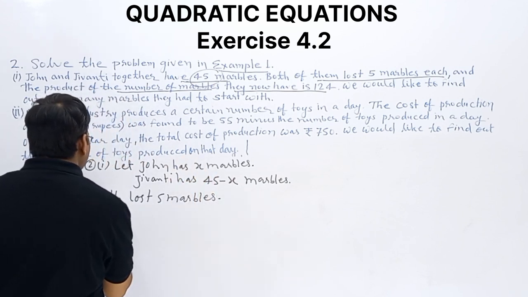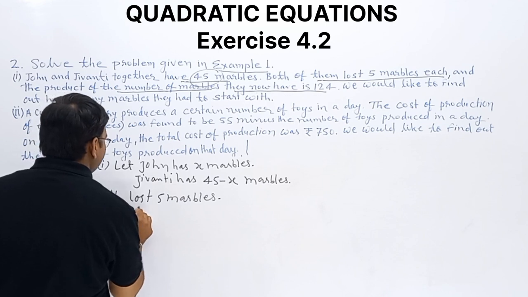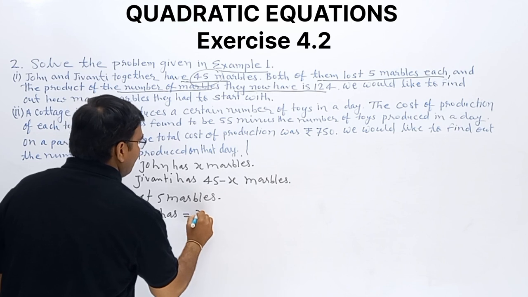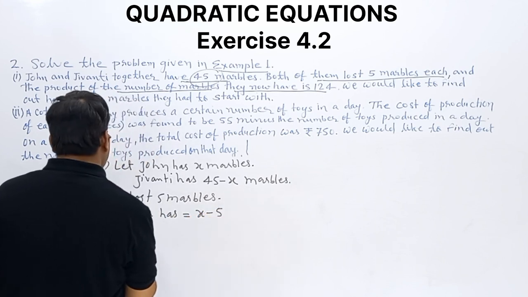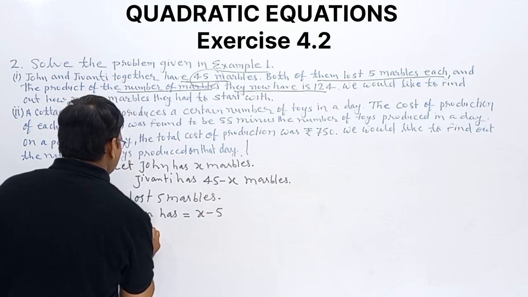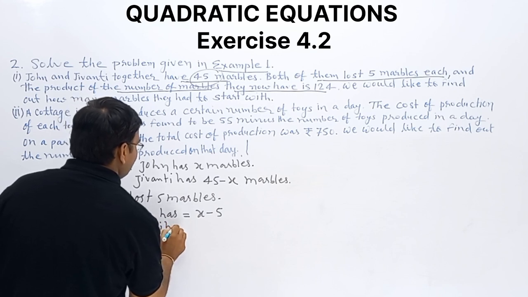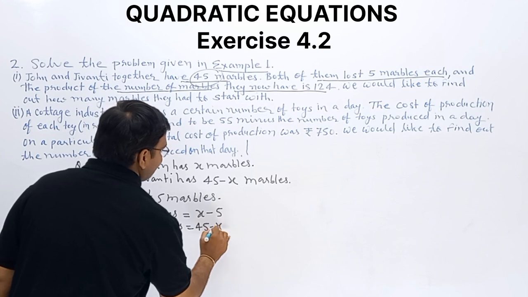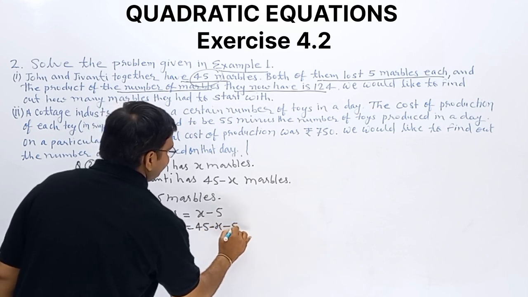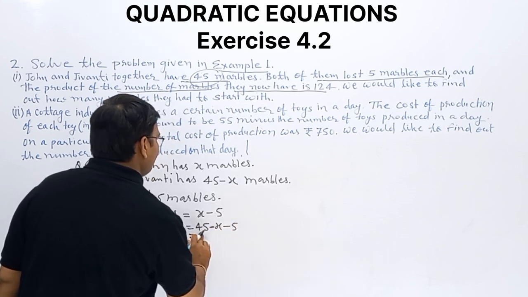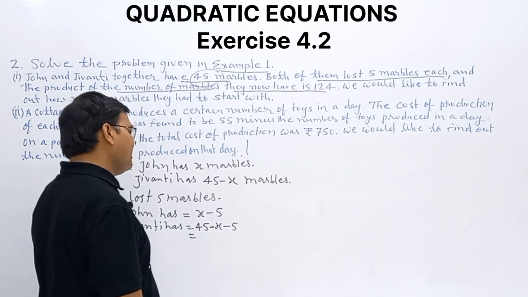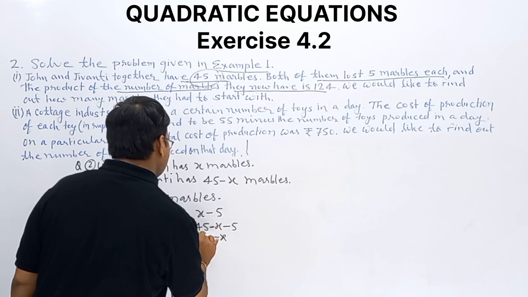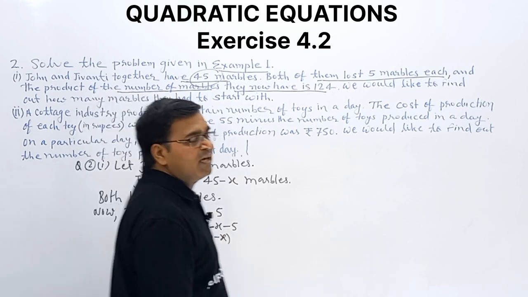Now John has what? X minus 5, and Jivanti has 45 minus X minus 5. What will be the result? 45 minus X minus 5. 45 minus 5 will be 40. 40 minus X. Clear?